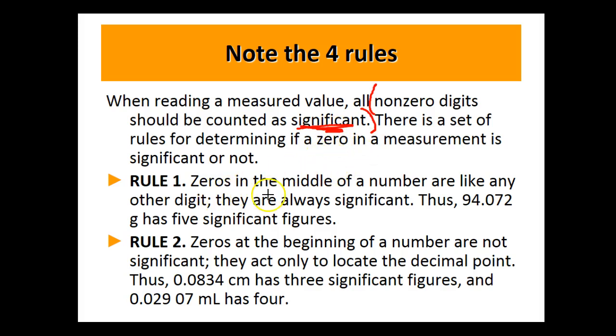So the first zero rule is if a 0 is in the middle of a number and any other significant digit, they are always significant. So we said the sandwich zeros, if they're sandwiched in between two significant figures, then they do count. And that's why this guy has 1, 2, 3, 4, 5 significant figures in the answer, as opposed to the zeros not counting.